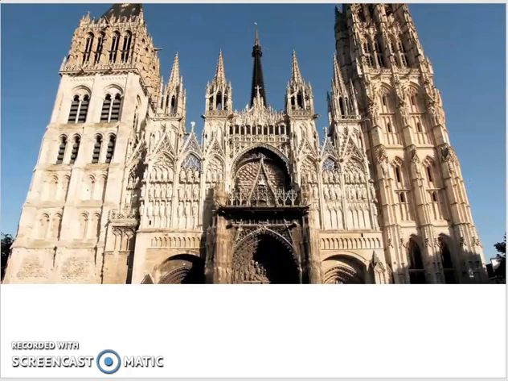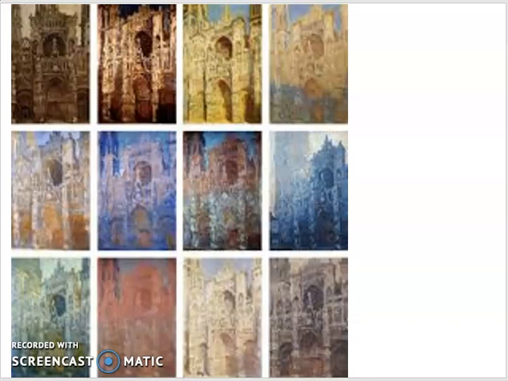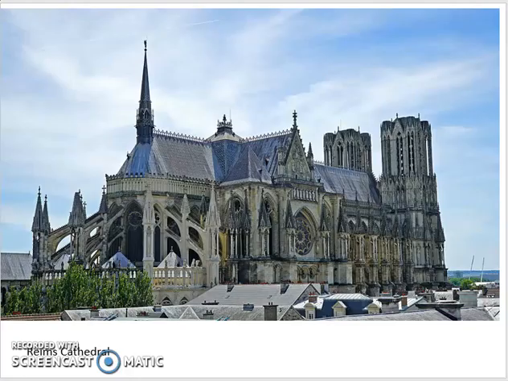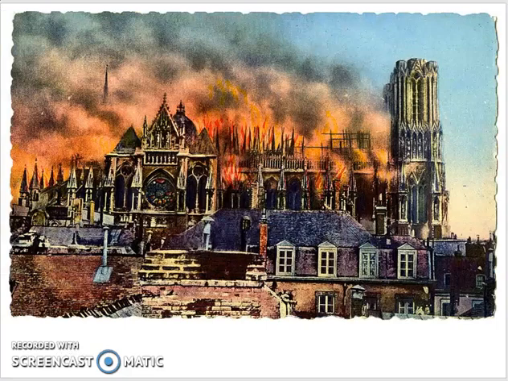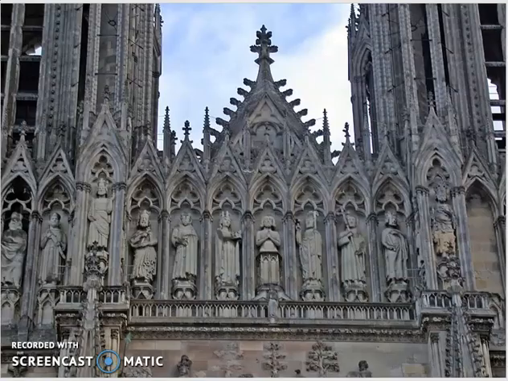It is up close. A little closer anyway. Beautiful. Claude Monet loved Rouen Cathedral, and he painted it many, many times during different times of day. Here's Reims Cathedral. Reims Cathedral on fire during World War I. Reims Cathedral up close.